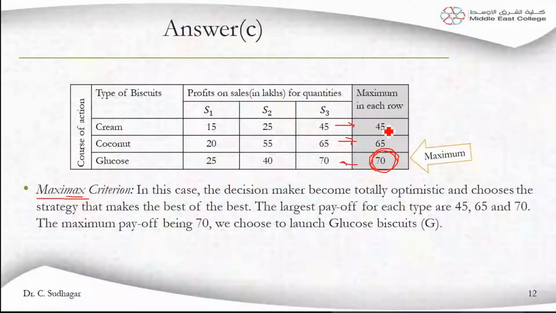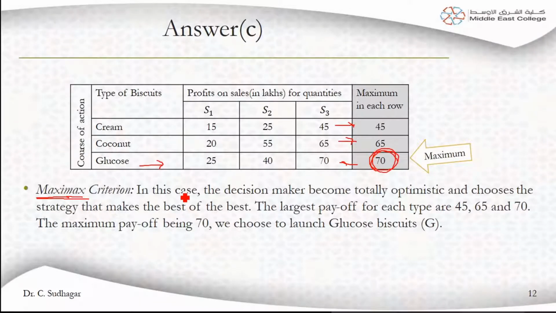70 is the biggest number. So 45, 65, 70. 70 is the biggest number. So this is called the maximax criterion, or we can say this is the best decision. What the decision says is you have to make the glucose biscuits. So write the decision: we choose to launch or manufacture glucose biscuits.